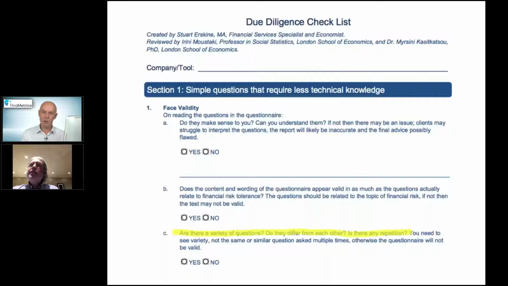Is there any repetition? Because I know a particular bugbear of yours is that you see tests that are one question asked 10 times. Yes, that's a sort of classic. We see that in some of the gamble tests in the marketplace. They're basically assuming that given an upside and a downside, they're searching to find what that balance is. It's prospect theory. So essentially they're asking the same question multiple times.